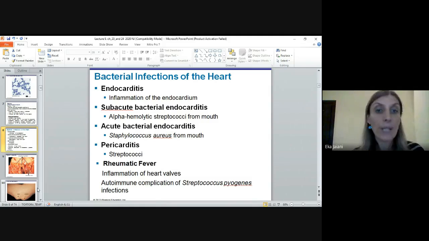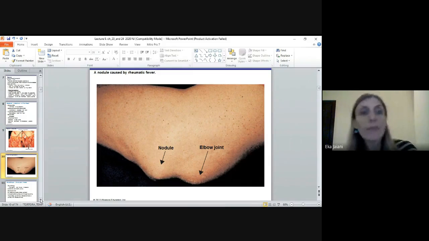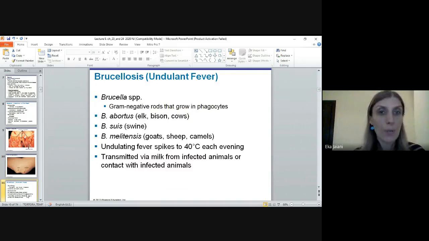And rheumatic fever is also an outcome of the streptococcal infection, and we see inflammation of the joints, and this nodule developed as a result of rheumatic fever. This is also an autoimmune disorder.